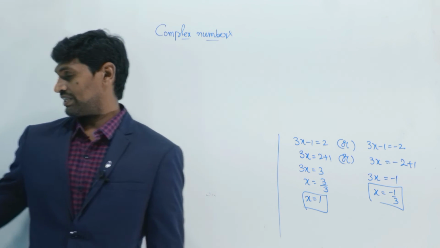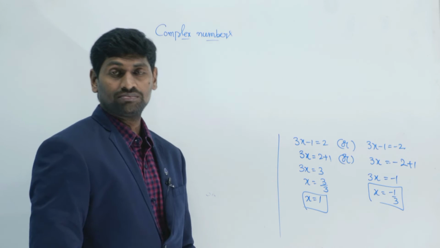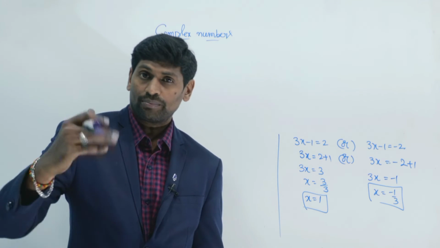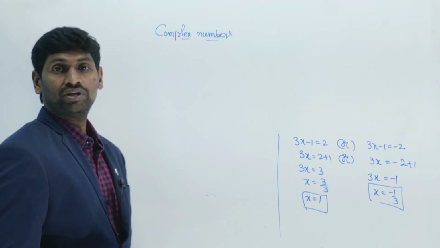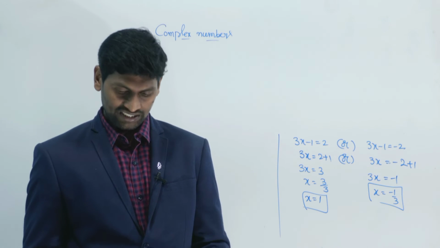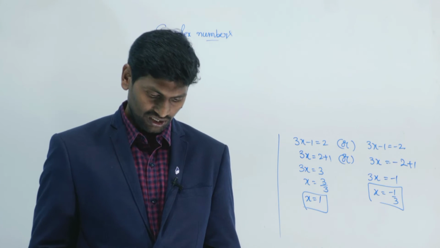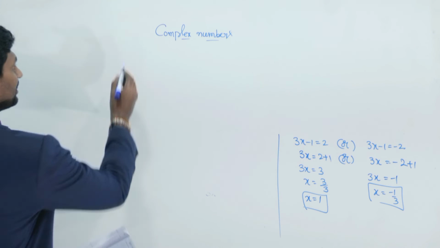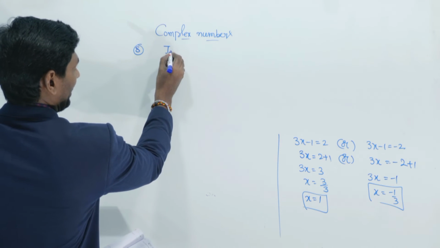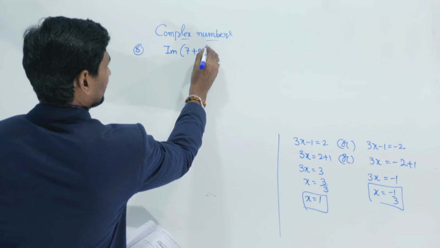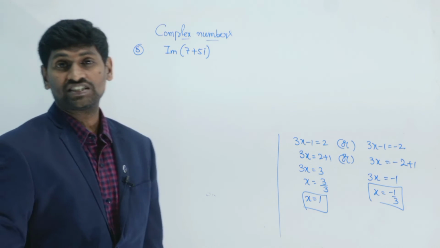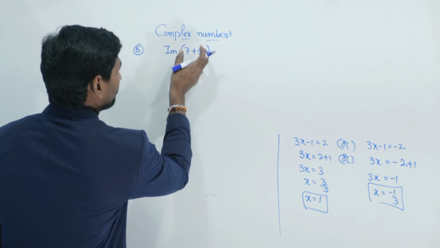So the next question is given based on the binary system. We'll discuss all the binary system problems together to understand. So we'll go to problem number 8. Problems 6 and 7 are based on the binary system only. Now problem number 8, that is Im of 7 plus 5i. Here Im is nothing but the imaginary part of this complex number.